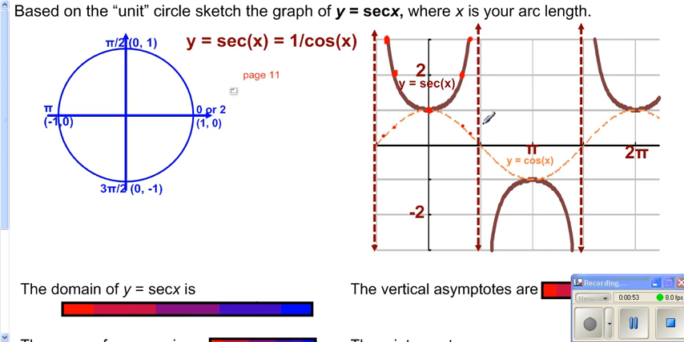Here we would have a vertical asymptote because you'd be at a height of 0. The reciprocal of 0 would be 1 over 0, which is undefined. Over here, we'd have the reciprocals of our negatives, which would give us a negative. And so we get a horseshoe going down, and then it repeats again. So we have the graph of our secant function.